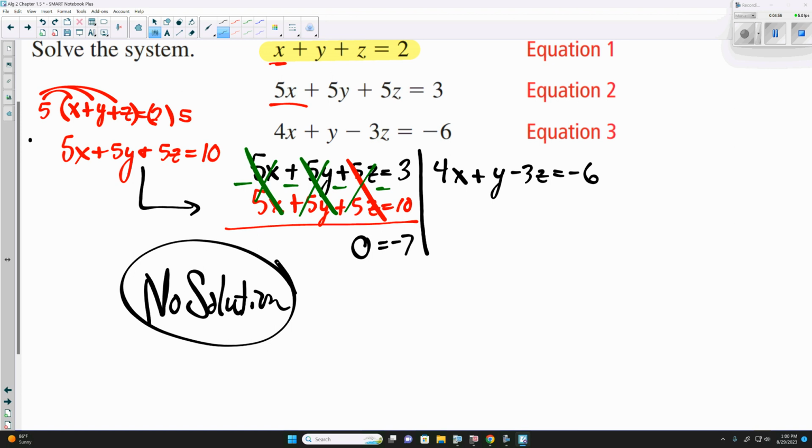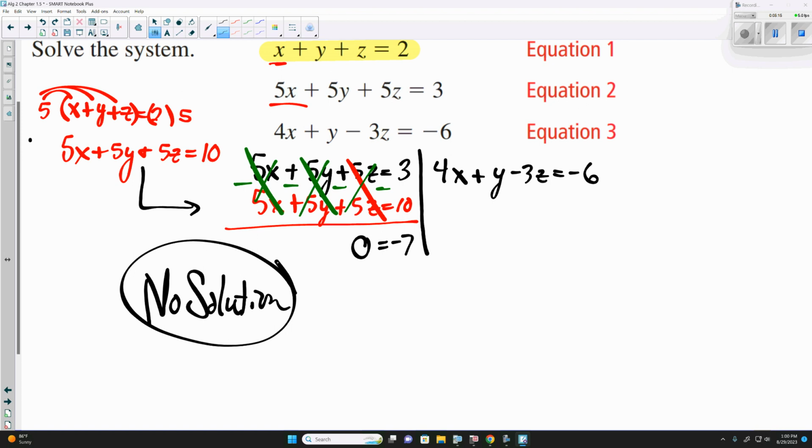all three have to intersect, all three have to cross. So if two of them do not cross at all, doesn't matter what the third one does. It's no solution. They're parallel. We need them intersecting. So no solution, we're done.